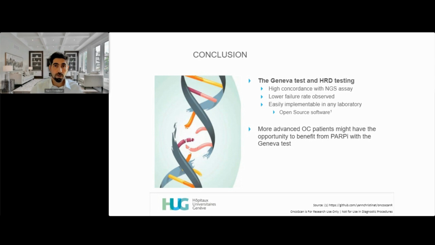Now to conclude, we've shown a really high concordance between the NGS approach and the Geneva HRD test, a lower failure rate for the Geneva test, and also the software is open source, so anyone who wants to implement it in their lab, it's available online. And last but not least, all of these results together suggest that more advanced ovarian cancer patients might have the opportunity to benefit from a PARP inhibitor if tested with the Geneva HRD test.